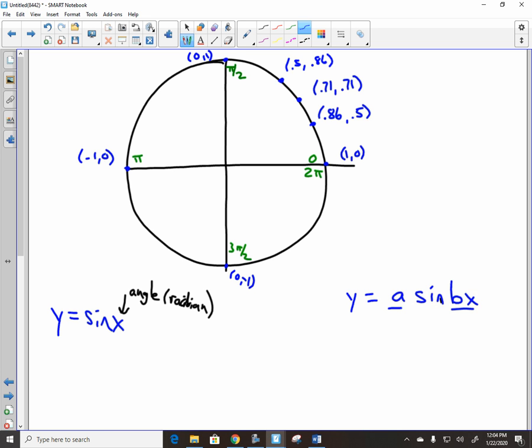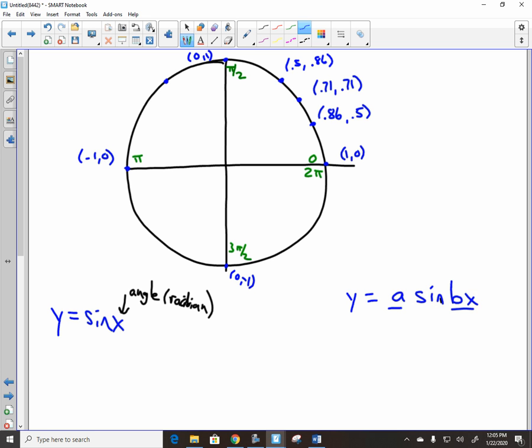Tell me what happens to the y values as I start at 0 and I go to pi over 2. What happens to the y values? They get bigger, right? What happens to x values? They decrease, right? How about over here?